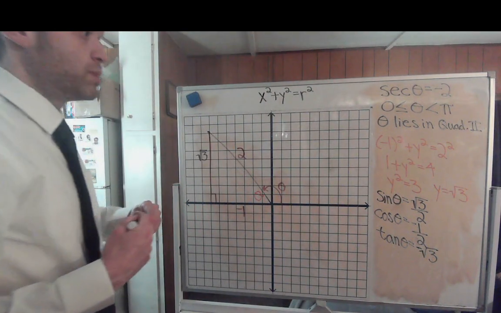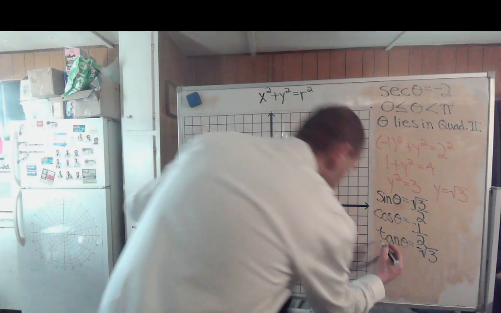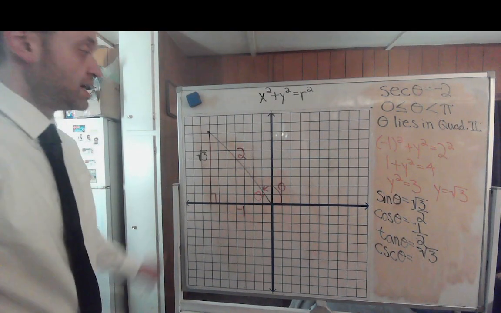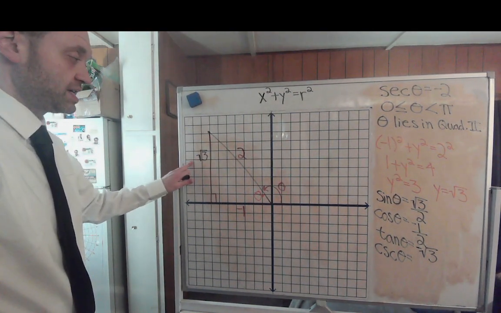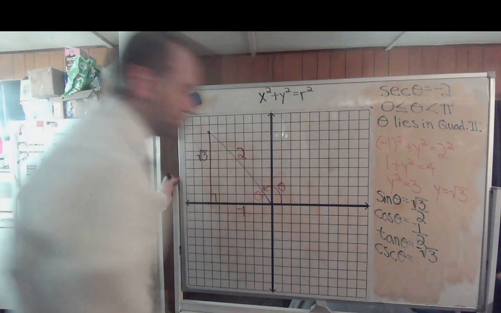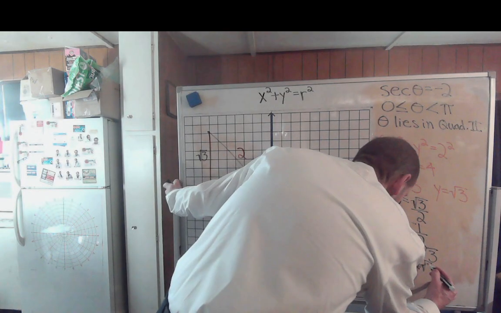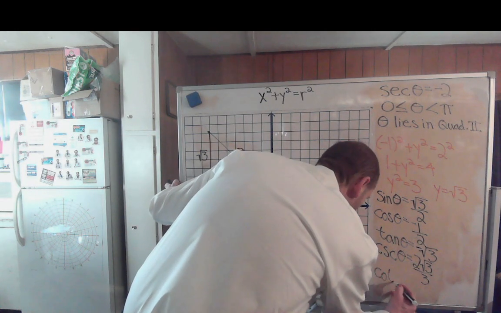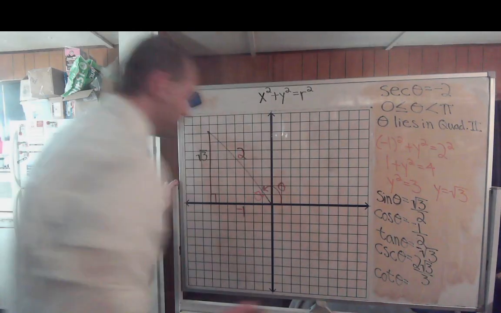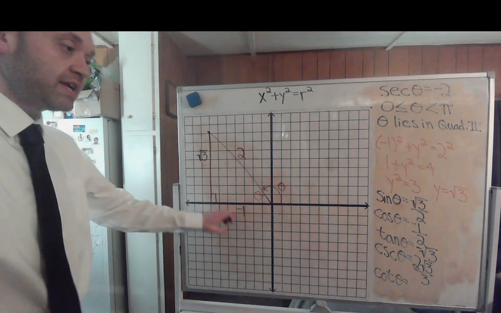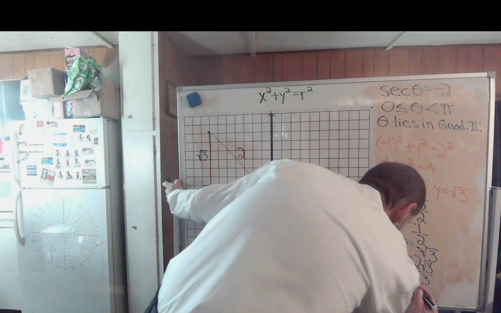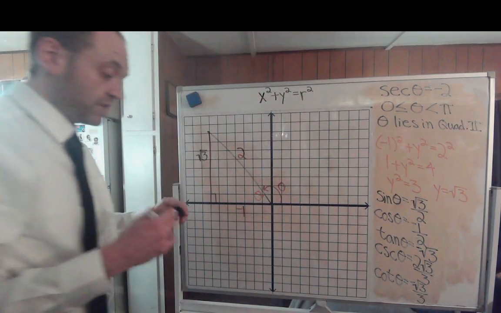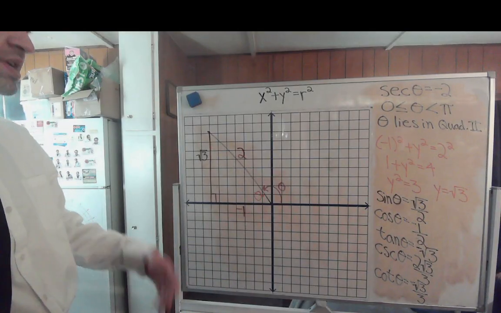Alright, and then we already know the secant. Let's go ahead and find the cosecant. The cosecant of theta is always the hypotenuse over the opposite, so 2 over the square root of 3 turns into 2 times the square root of 3 over 3. And then last but not least, let's find the cotangent of theta. That's adjacent over opposite, so -1 over the square root of 3 turns into negative of the square root of 3 all over 3. So there's your other 5 trig values.